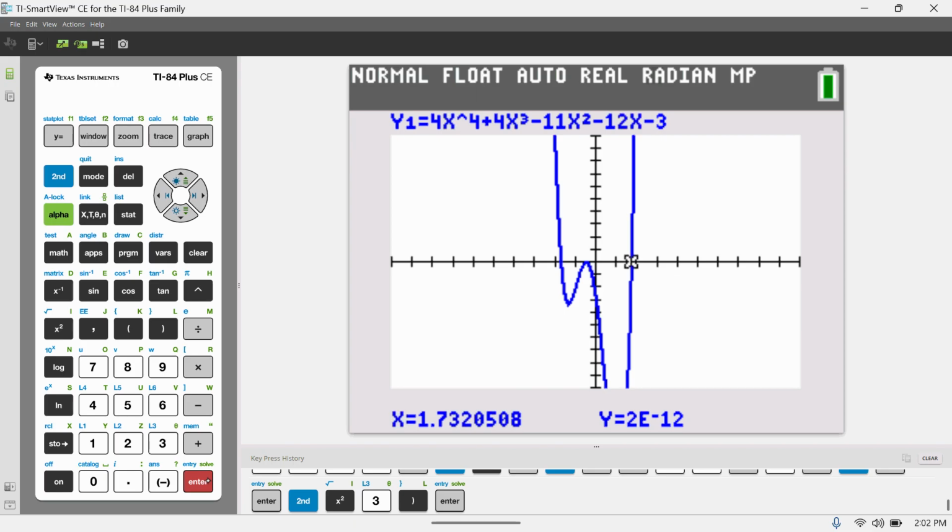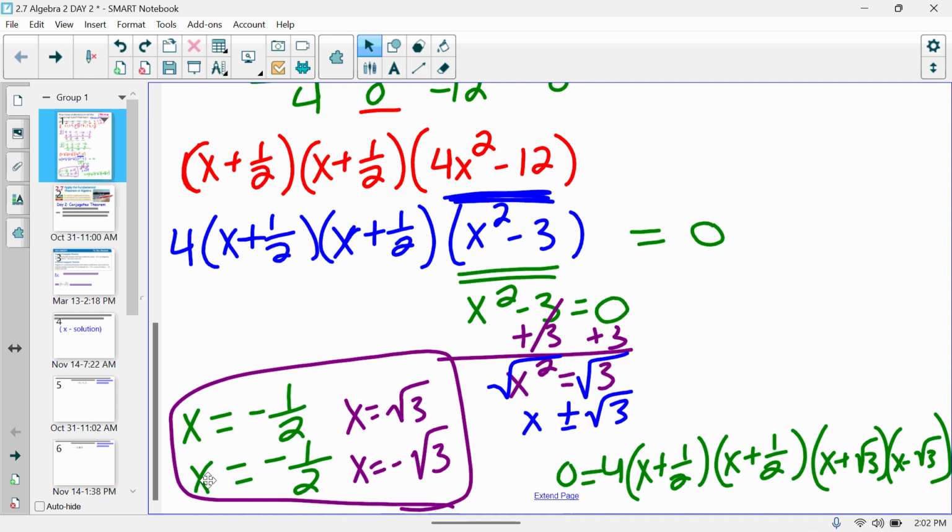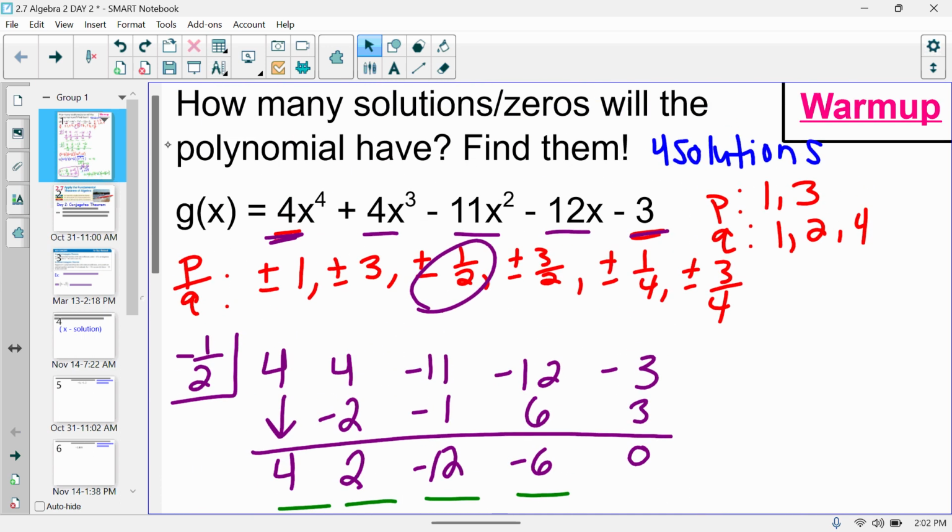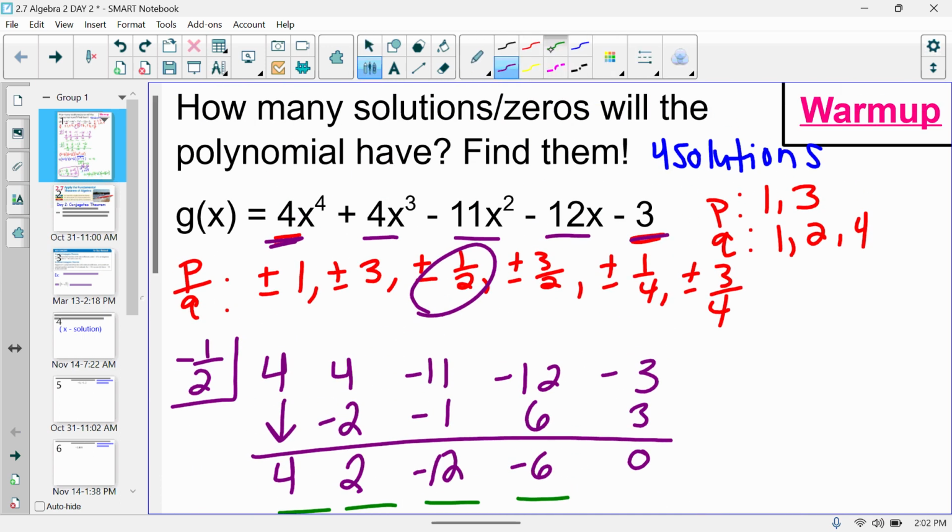What I want you to focus more on is x. Do you remember in the beginning I said it looked like it might be like 1.7 or 1.8? Do you remember when I guessed that back in the beginning? So look what it actually is. It's an irrational number. So I want to make sure you guys understand this connection. When we make our P over Q list, those are the possible rational zeros, okay?